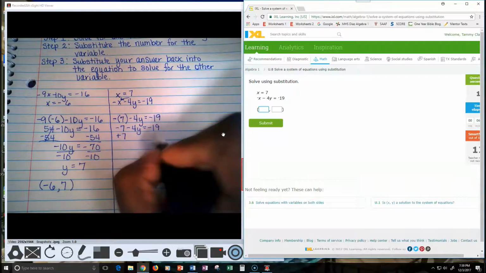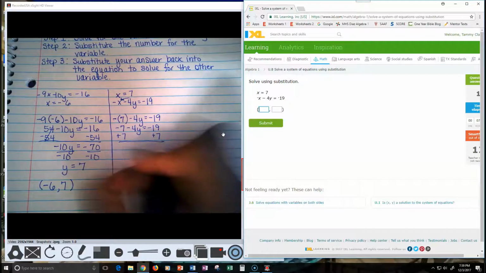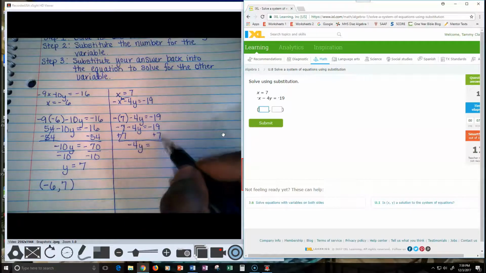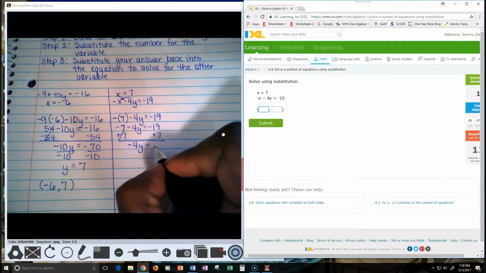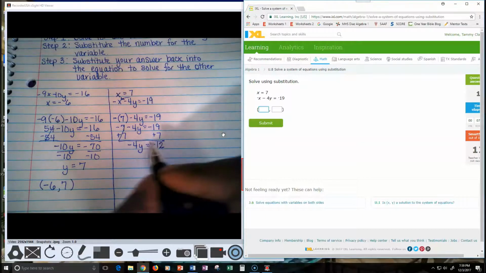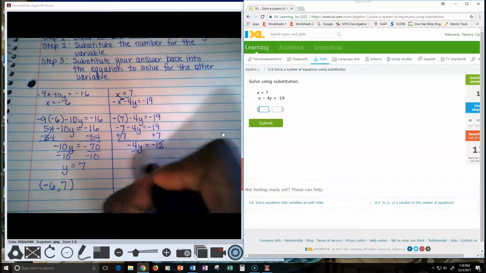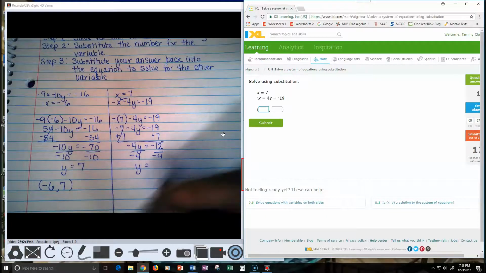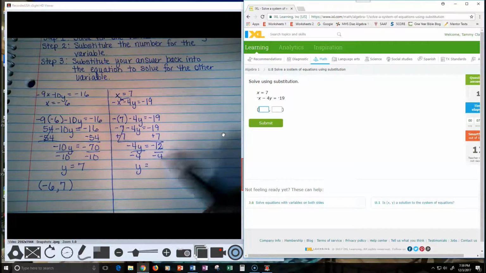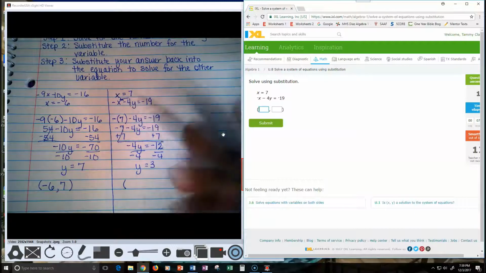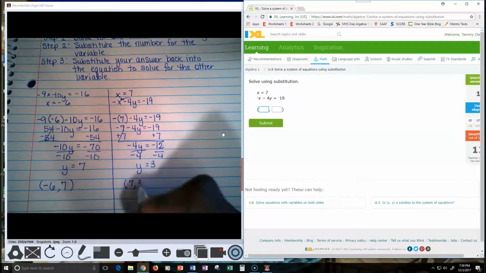So we add 7 to both sides of the equation. And we have negative 4y is equal to, well, negative 19 plus 7. I owed somebody $19. I paid them 7. So that would be negative 12 because I still owe them $12. And let's see, I'm going to divide by negative 4 on both sides of the equation. Therefore, y is equal to negative 12 divided by negative 4, which is positive 3. So the ordered pair at which these two lines cross would be 7, 3.